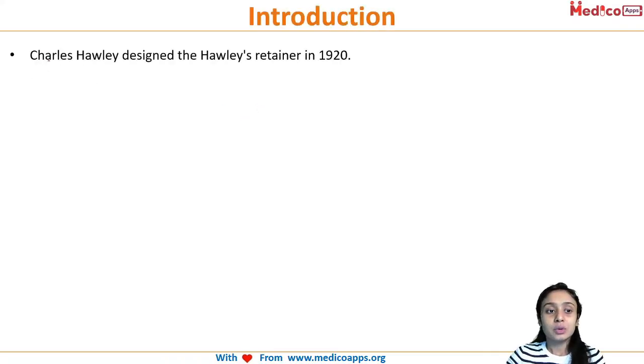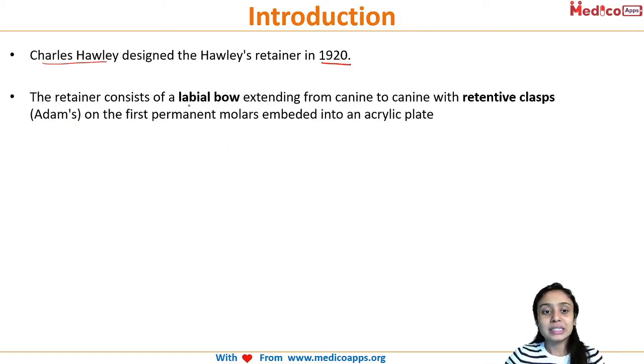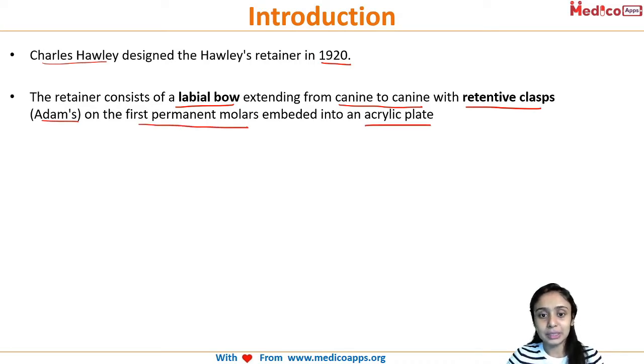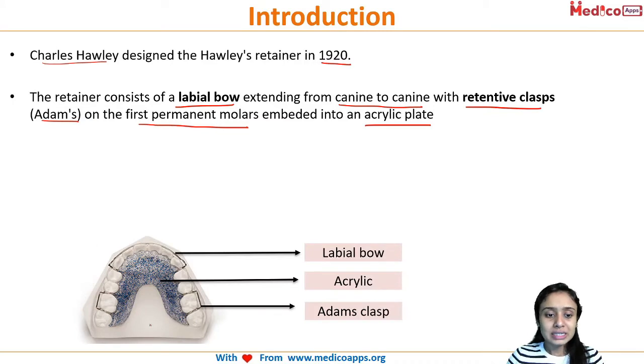Now, Hawley's retainer was introduced by Charles Hawley in the year 1920. This retainer consists of a labial bow which extends from canine to canine with a retentive clasp, that is basically Adam's clasp, on the first permanent molars, and it consists of an acrylic plate. So this is our Hawley's retainer.